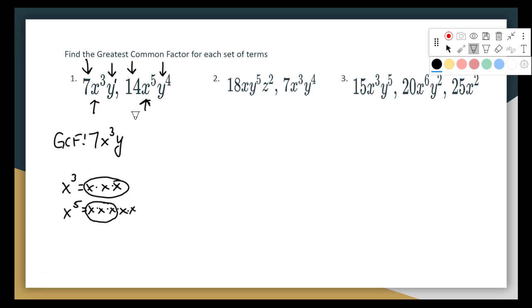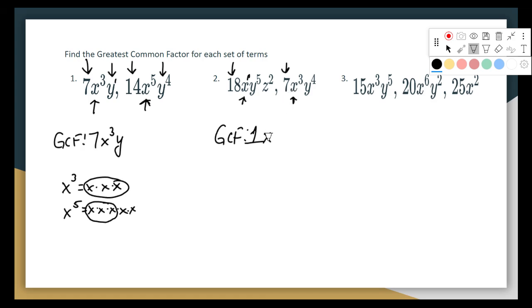And there's my GCF. It's all done. All right, let's try the second one. We have 18 and 7. So we're comparing the 18 and the 7, looking for the largest number that divides evenly into both. That's 1. All right. And then we have 1 power of x there, 3 powers of x there.